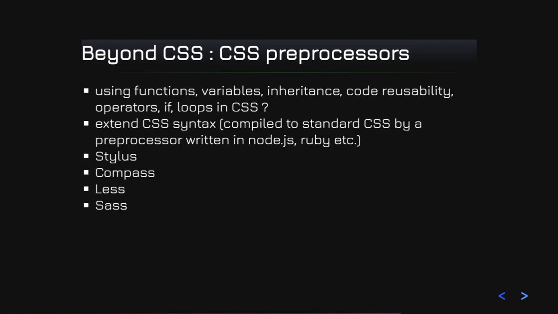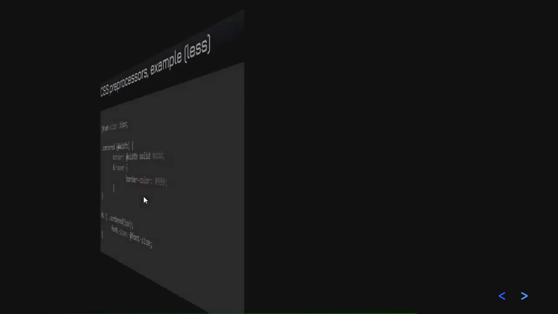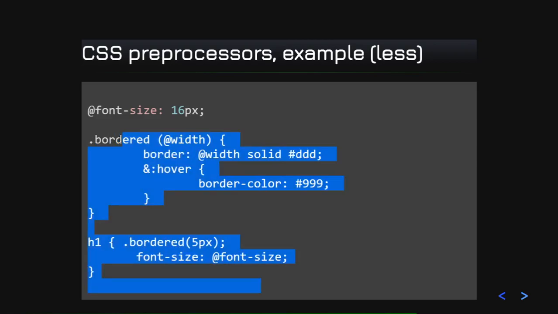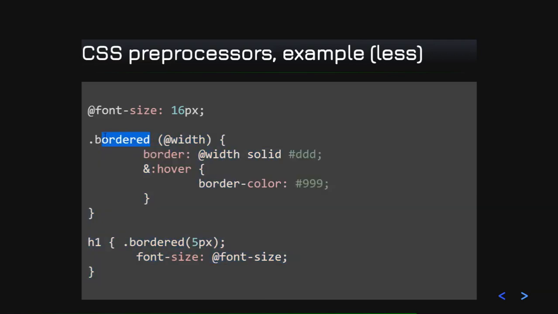I think Bootstrap, the CSS framework I'm going to tell you about at the end of this lecture, is developed using Sass, I think. Not sure though. In this example of a CSS preprocessor, you see a selector which is specified as a function. This one is a function with the function name bordered with the parameter width. It specifies the border to be this width here, the type of the border and the color. It also specifies that if the mouse is over this element, the border color should change to this one.